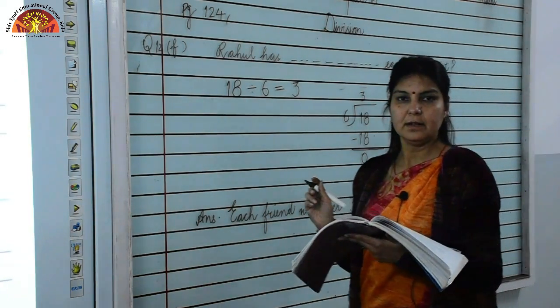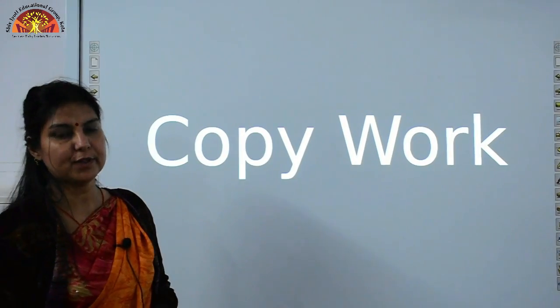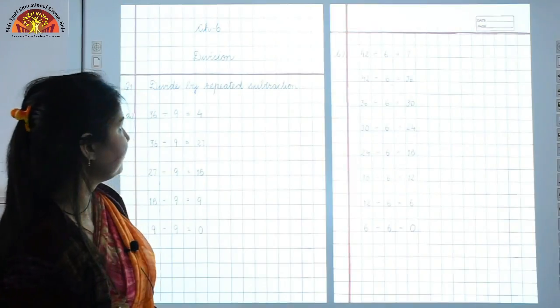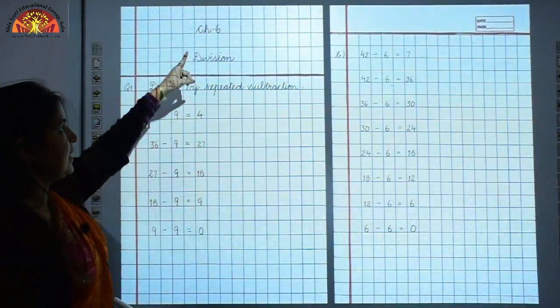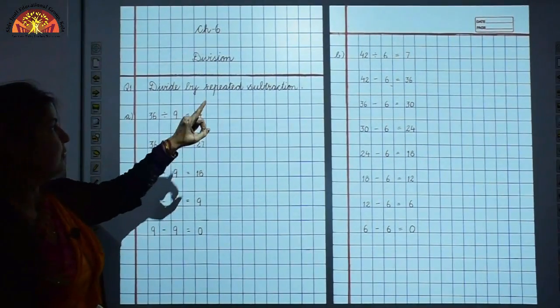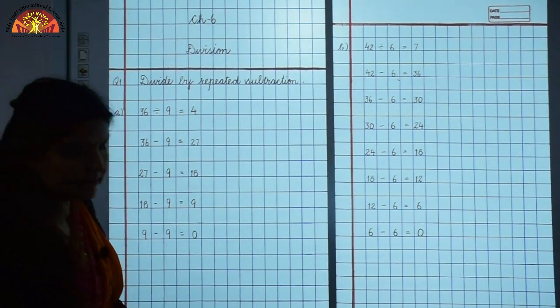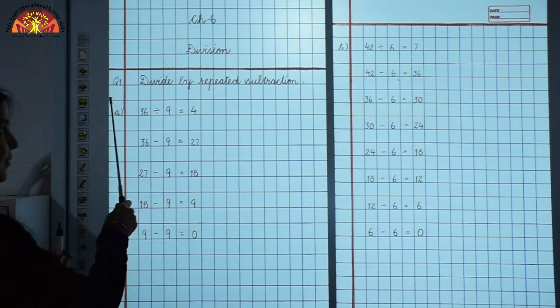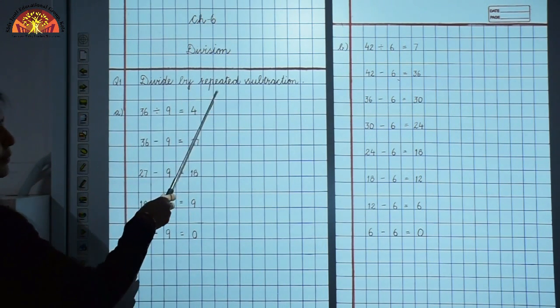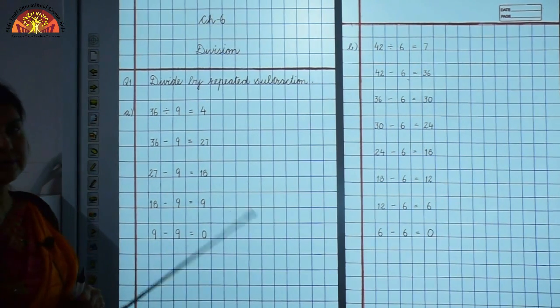So children, I hope you must have understood this chapter, division. Now we will see the notebook work of this chapter. Chapter 6, division, and after that you have to draw a red margin. Divide by repeated subtraction. Question number 1, divide by repeated subtraction. As I have told you how you will do.